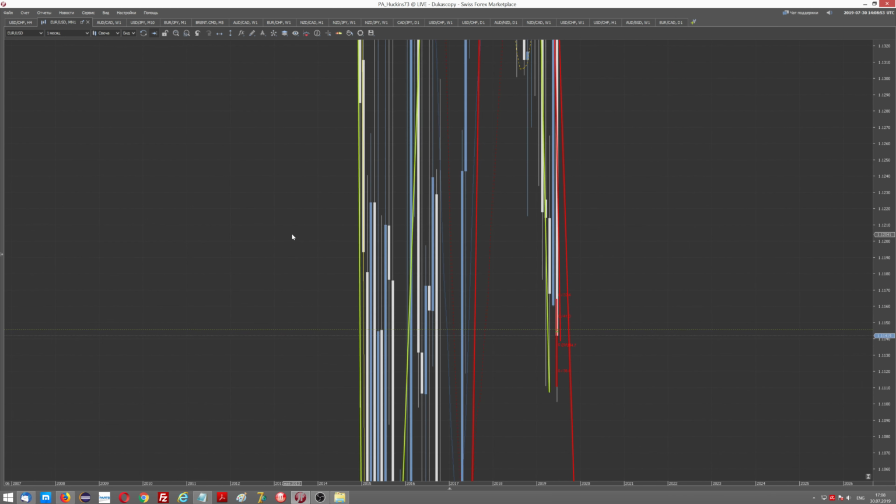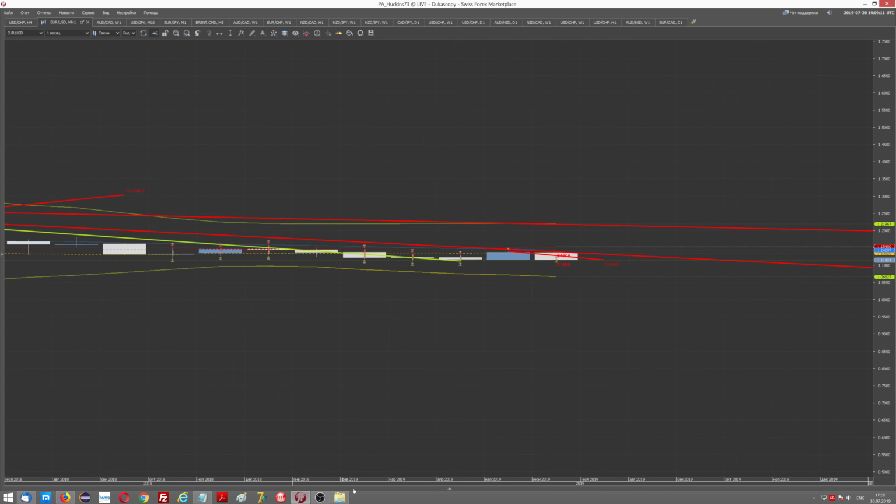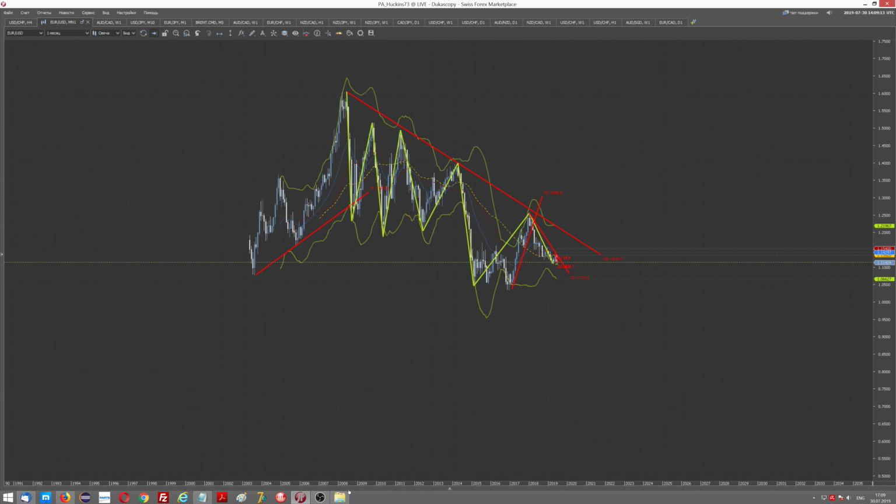And monthly. We don't see anything. Monthly. Come on, where are you? Monthly. Yes, finally. And here we are. Monthly sell and daily and 30 minute sell too.